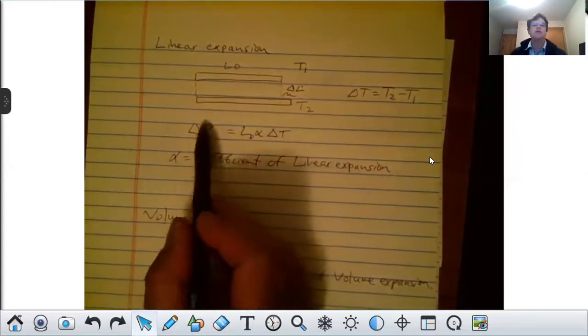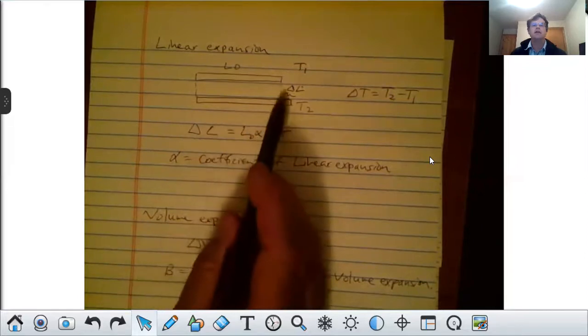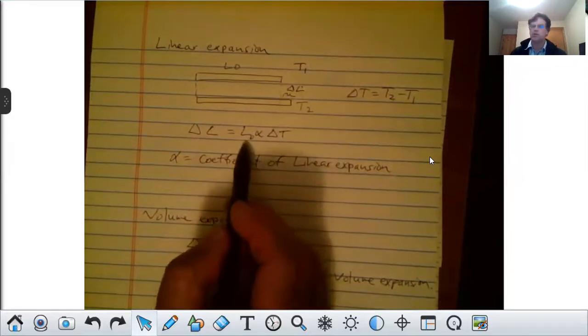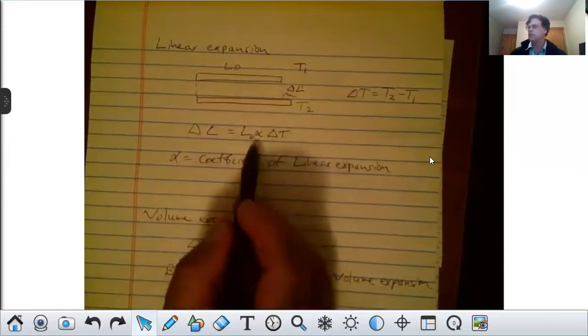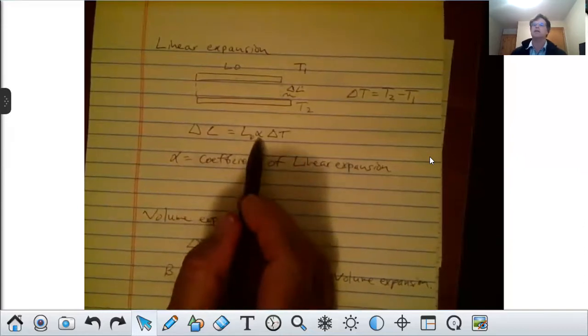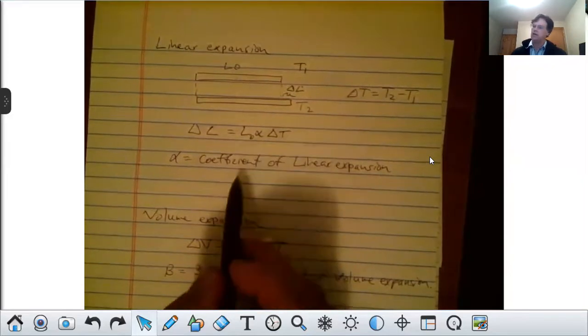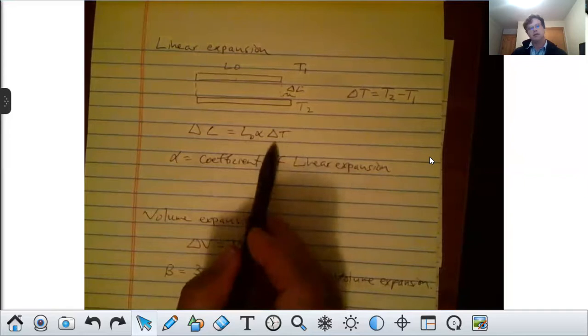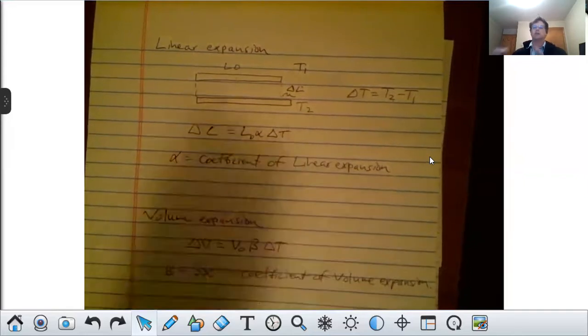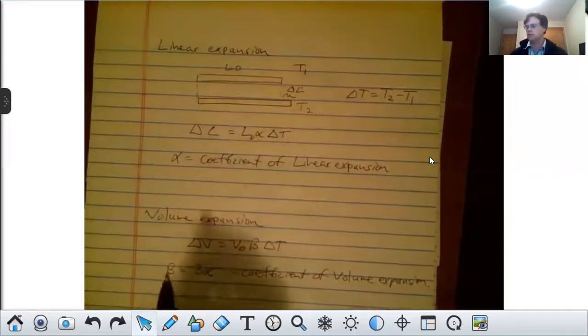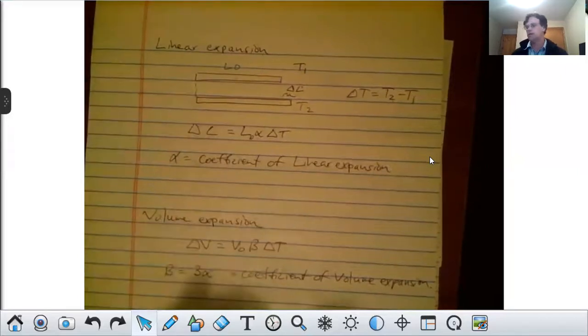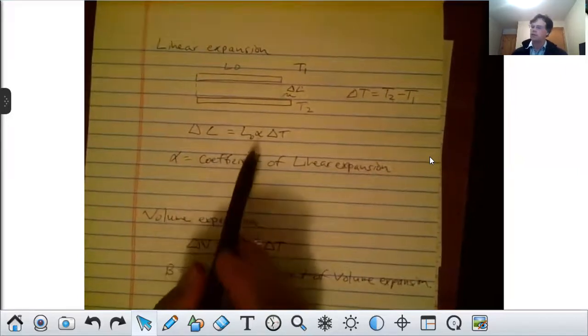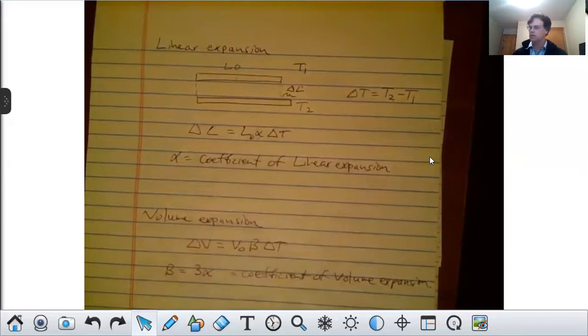But generally speaking, the change in length that you get, delta L, is proportional to the original length, L0, and a constant that depends on the type of metal or material you have, alpha. Alpha is what we call the coefficient of linear expansion. And then it's also proportional to delta T. The bigger the temperature change, the bigger the expansion that takes place. This formula you may use in one of the problems.